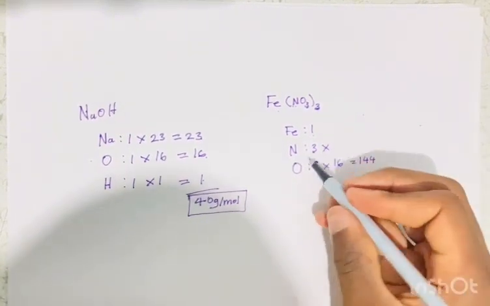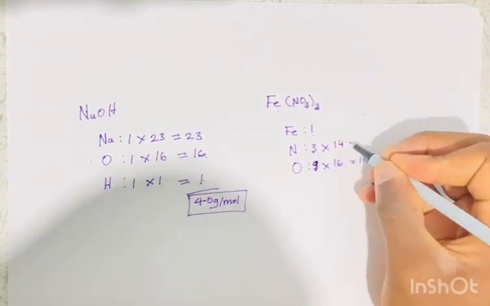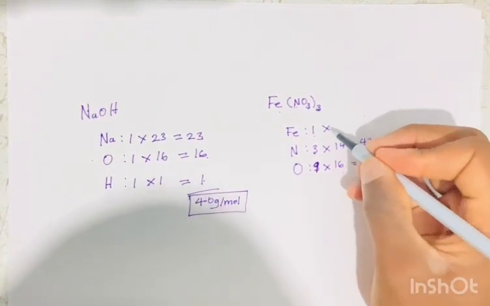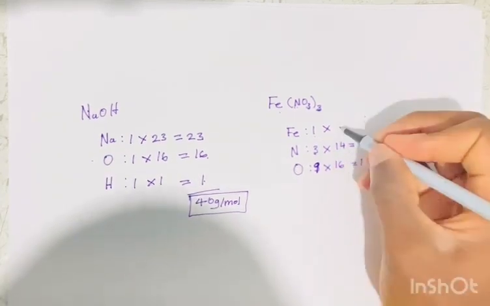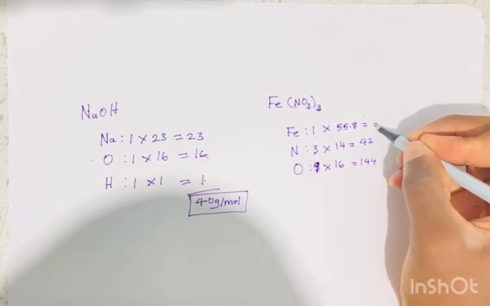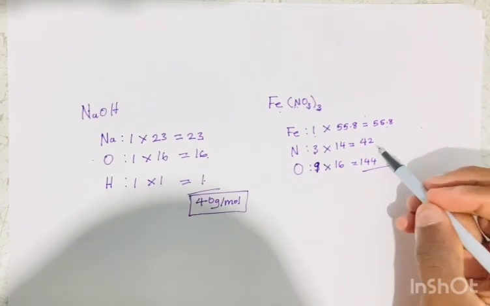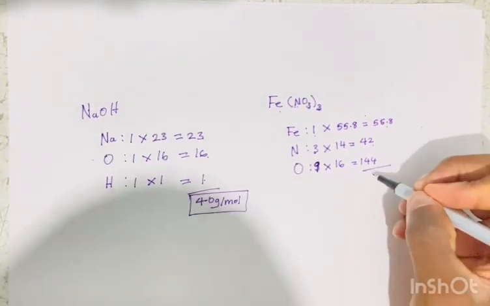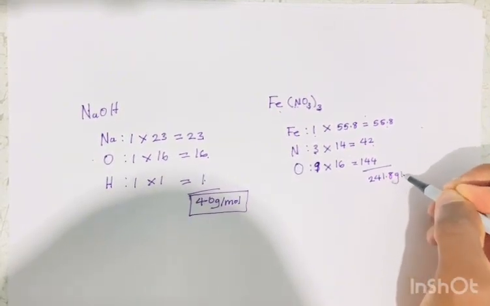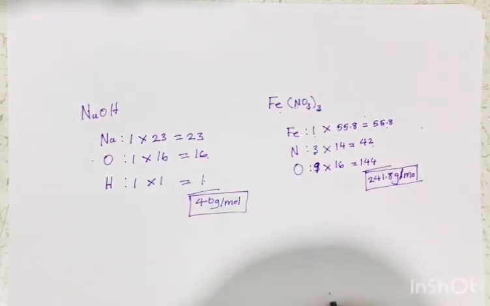We also multiply the nitrogen. The atomic mass is 14. So 3 times 14 will be equal to 42. And then we multiply the iron, whose atomic mass is 55.8. So we add all these numbers, 55.8 plus 42 plus 144, and we're going to get 241.8 grams per mole. This becomes the molar mass of Fe(NO3)3.